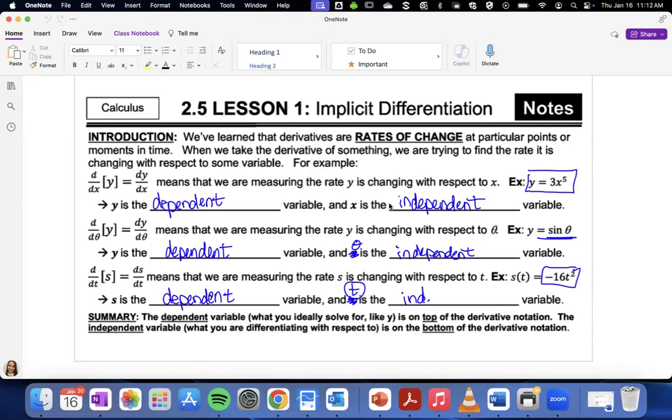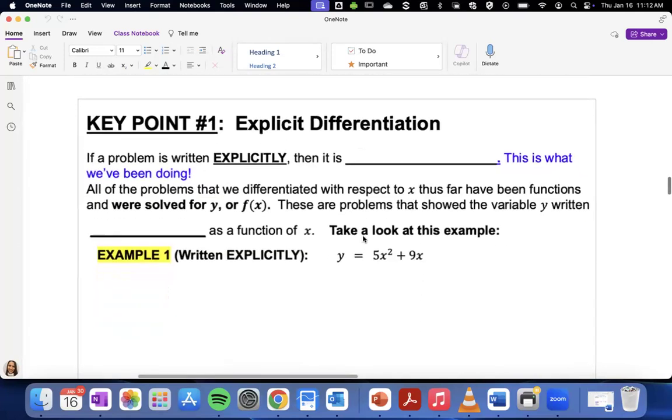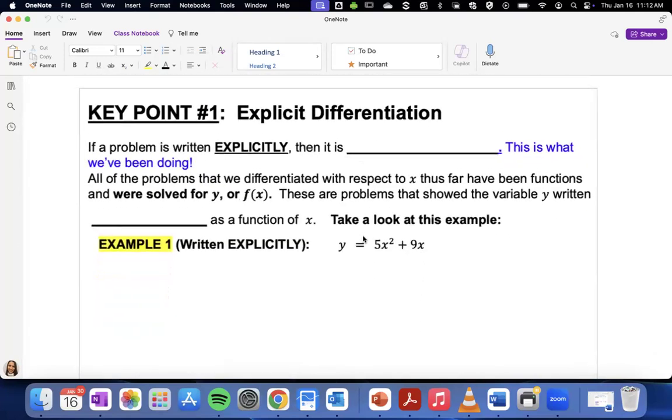So basically, our dependent variable is what you solve for. All right, y equals. Okay. So up until this point, we've been doing explicit differentiation. When I say differentiation, what do I mean? Take the derivative, right? That's why I kept throwing out those terms. So explicit means it's complete, it's clear. Explicit means clear. So it's completely solved for y. So that's all that means. Solve for y, that's your blank. I've got a lot of setup here before we do an example.